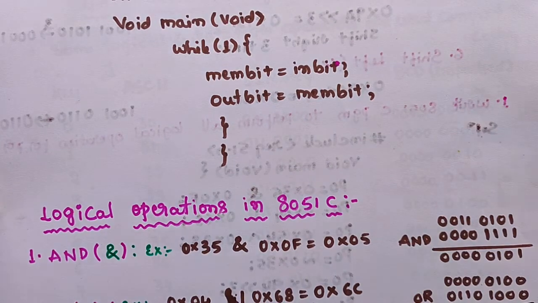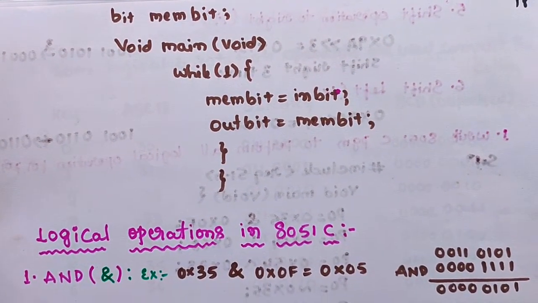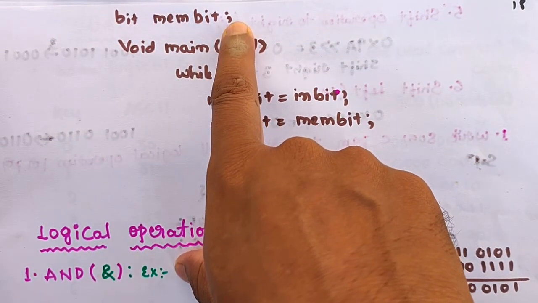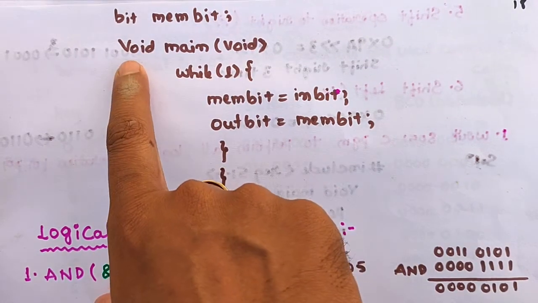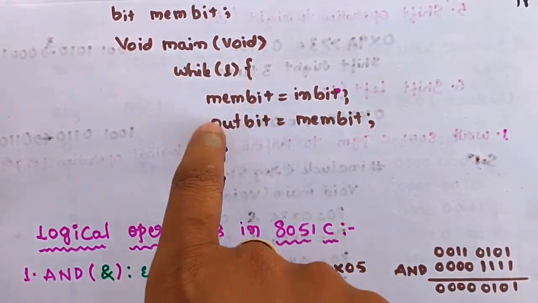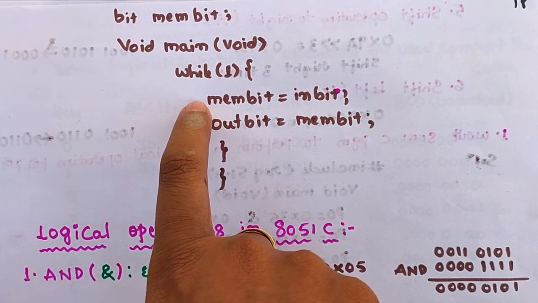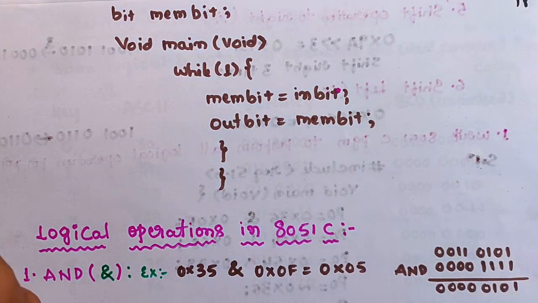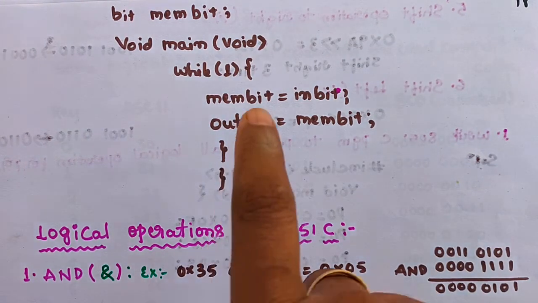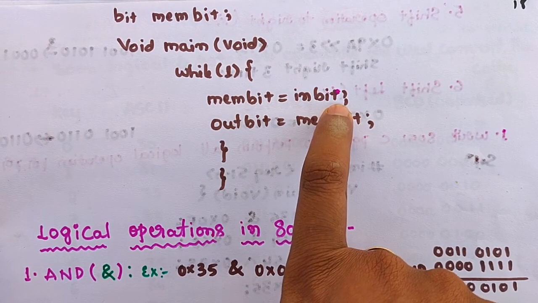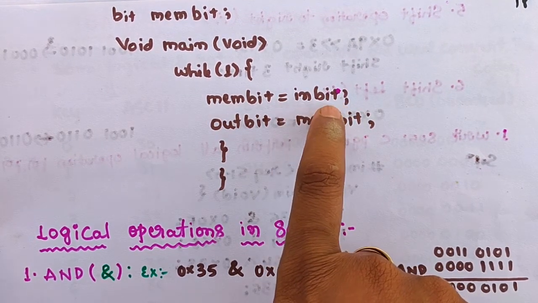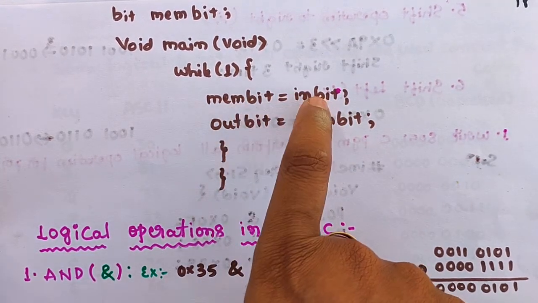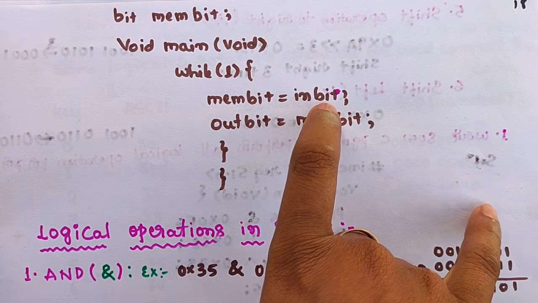So write the main program. We need to address the RAM location also. The memory bit will go to the first address of the bit addressable location. Void main, while loop, that means the program will execute until the condition is satisfied or true. So mem bit is equal to in bit. In bit is already mentioned, that is P1.0, so the memory is loaded with the in bit value P1.0.